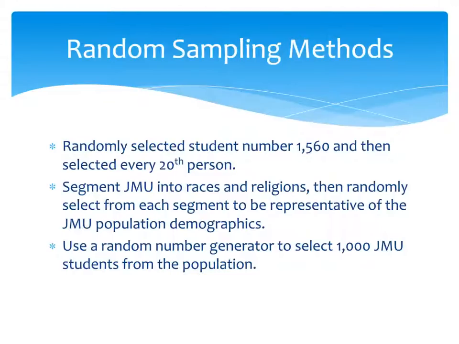Stratified tries to get a representative sample across demographics. All right, and the last one, use a random number generator to select 1,000 JMU students from the population. Okay, that is your basic, simple random. You're just assigning each student a random number, and from there, we just pick 1,000 of them. Again, we pick them randomly. Simple random. So that concludes the random sampling, and next we'll move on to non-random sampling methods.